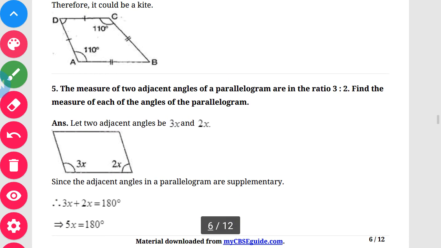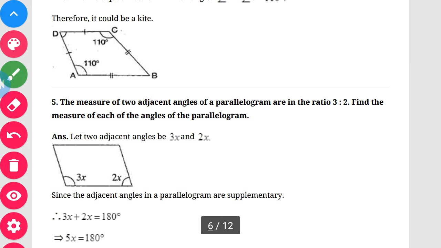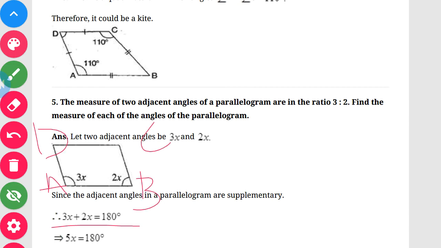The measures of two adjacent angles are in the ratio of 3:2. Find the measure of each angle of the parallelogram. Here they have given only two adjacent angles. We know that when we sum up the two adjacent angles, it should be 180 degrees, as I told you. So if I take A, B, C and D, and AB are two adjacent angles, when we add these two angles I should get 180 degrees. When I add 3x plus 2x, we get 5x equal to 180 degrees. If I transpose the 5 to the other side, it goes to the denominator, that is, the division process takes place.